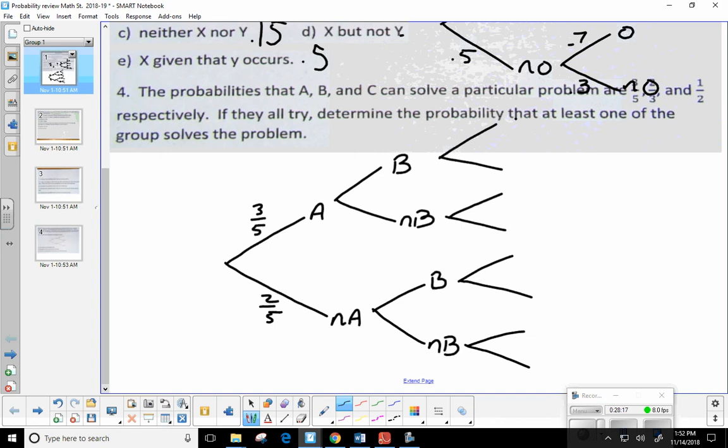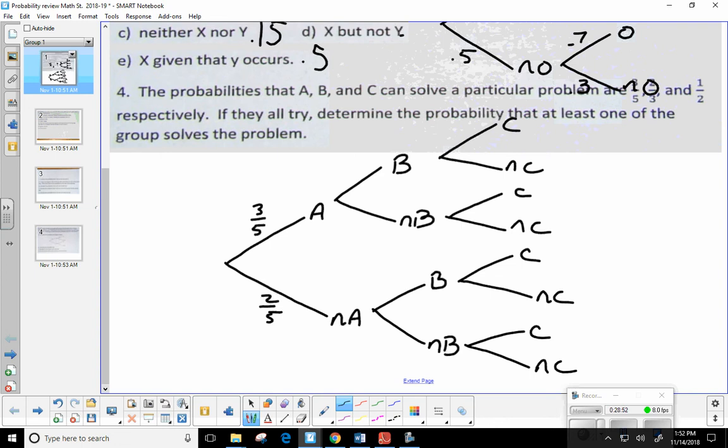All right. C and then not C, C and then not C, C, not C, C, not C. And then you could fill in all the corresponding probabilities, which is what we need. The question says, determine the probability that at least one of the group solves the problem. So we're looking for any branch where at least one person solves it, right? Where at least one person is a yes.